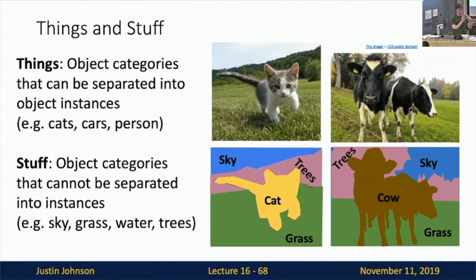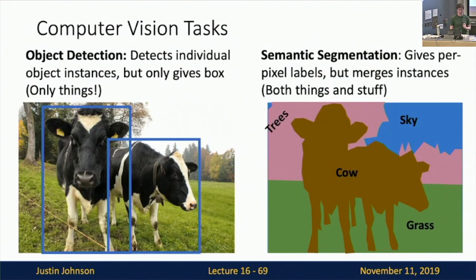What that means is that a thing object category is one where it makes sense to talk about discrete object instances. On the other hand, a stuff object category is more amorphous, and it doesn't make sense to talk about individual instances. So stuff would be objects like sky or grass or water or trees, which are just an amorphous blob of stuff in the image. So computer vision researchers often distinguish between these two types of object categories.